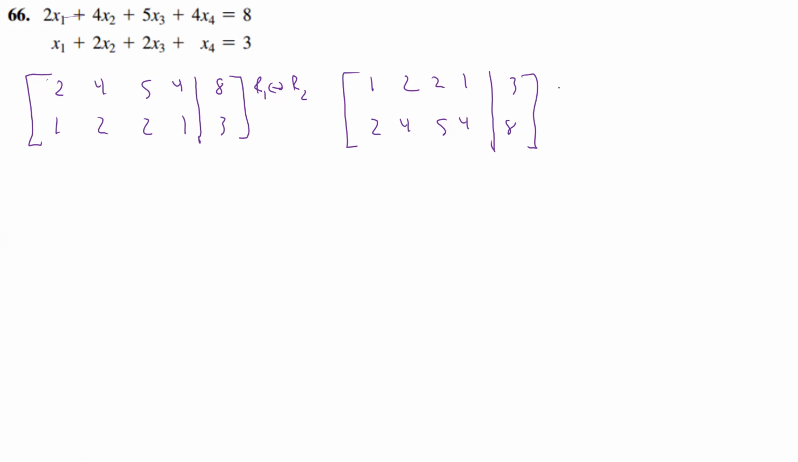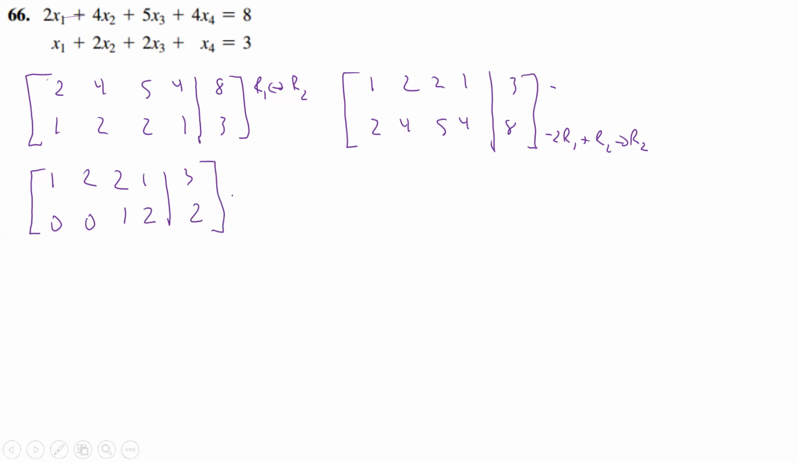Now I'm going to say, well, okay, let's take a minus 2 row 1 plus row 2, and that's going to be my new row 2. So we have 1, 2, 2, 1, 3, and minus 2 plus 0, that's going to be a minus 4, that's going to be 0, that's going to be a minus 4, that's going to be a 1, that's going to be a minus 2, so that's going to be a 2, that's going to be a minus 6, that's going to be a 2.